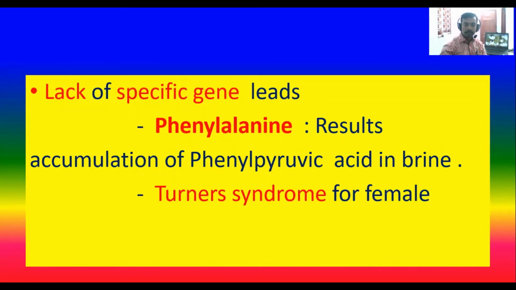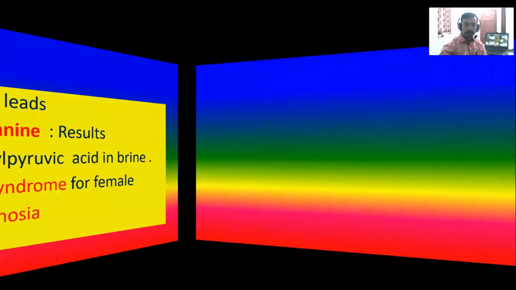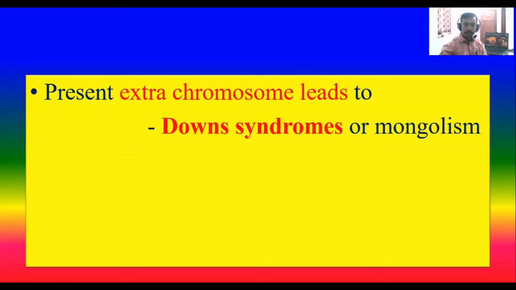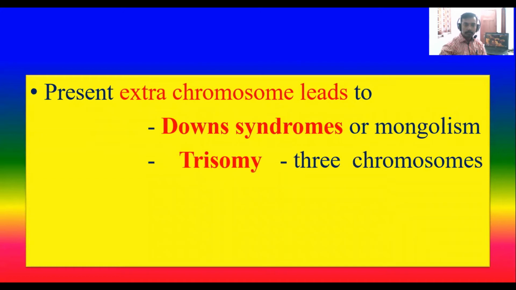Turner's syndrome in females: visual agnosia due to lack of a specific gene. Presence of extra chromosomes, which means more than 44: Down syndrome, trisomy, three chromosomes.